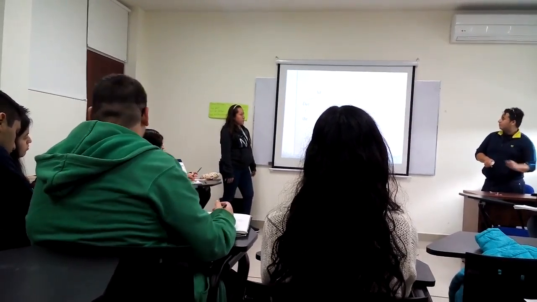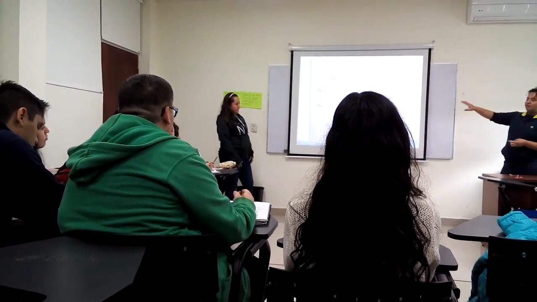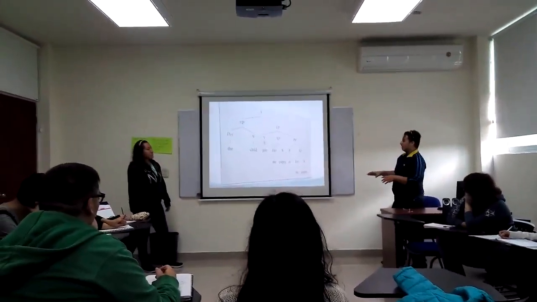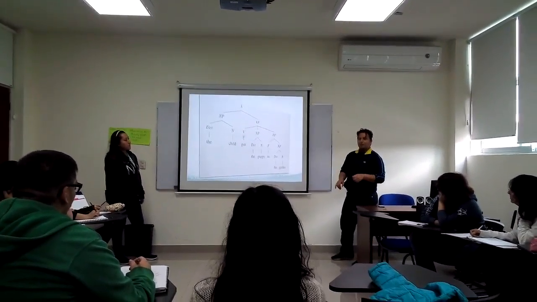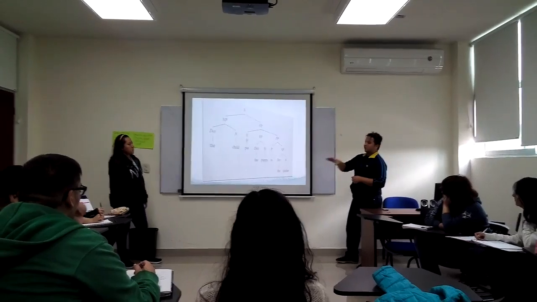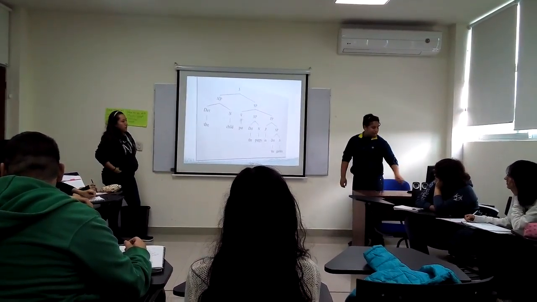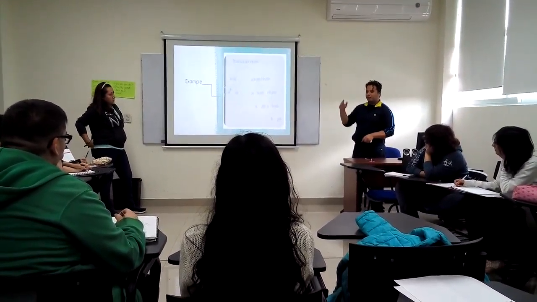Now we have the tree diagram, but instead of the sentence, we have its parts. First we have the sentence, where there is the sentence as a whole. Here we divide it as a subject and predicate.